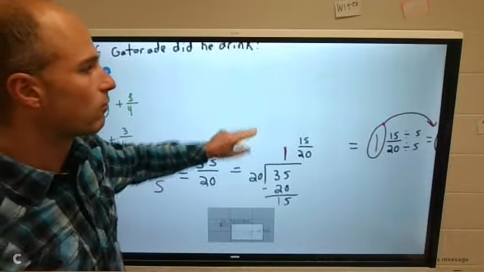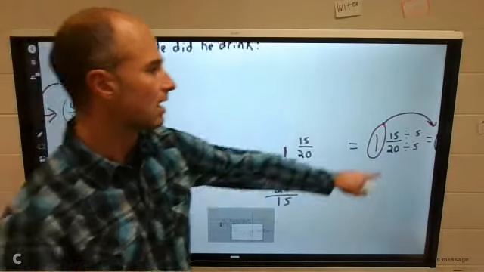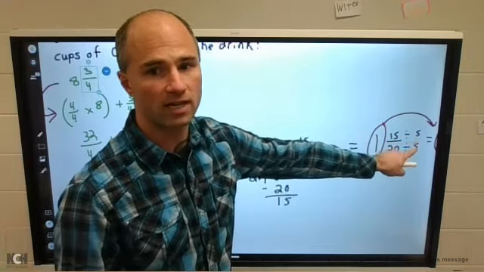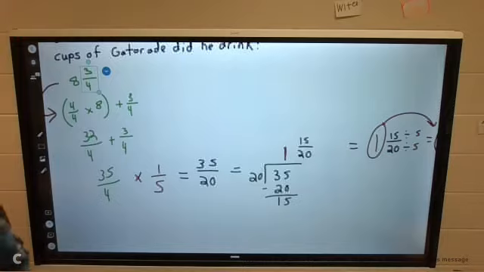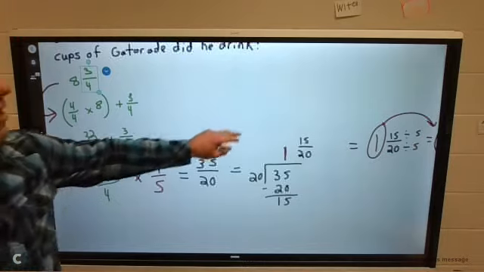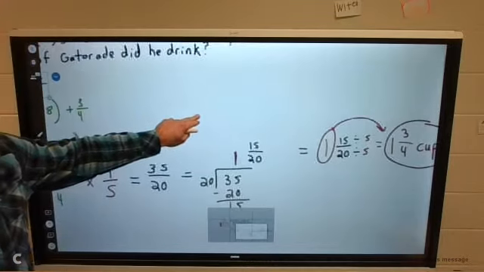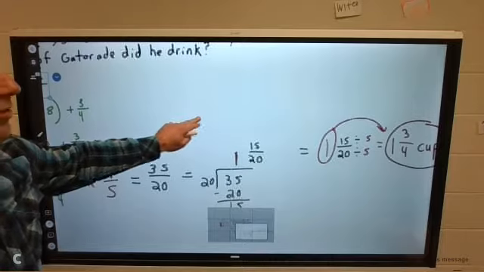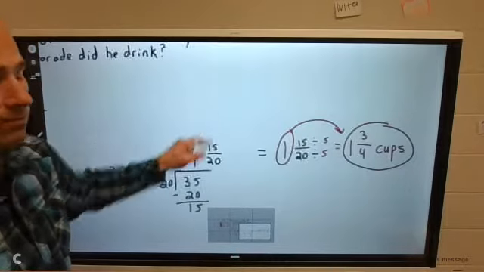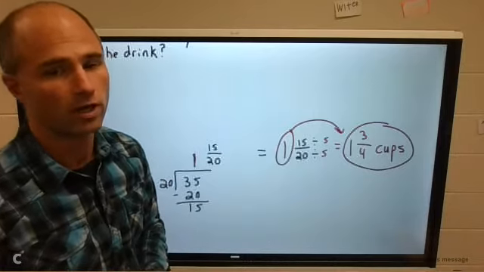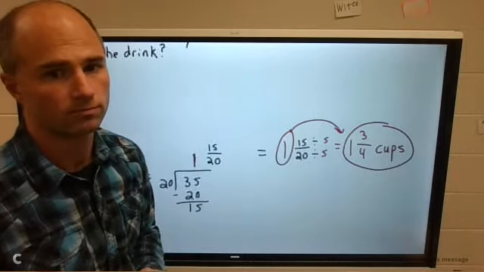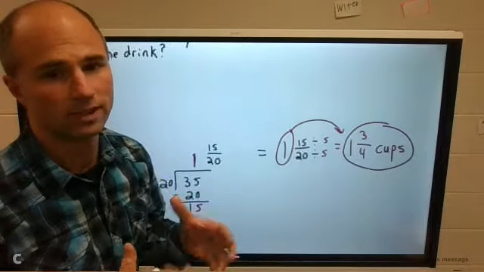So I get 1 and 15/20ths. I'm going to simplify by dividing the numerator and the denominator by 5, because 5 goes into both numbers. When I do that, I get 1 and 3/4 cups. That's how much he drank. 1 and 3/4 cups. Almost like he gulped it down.